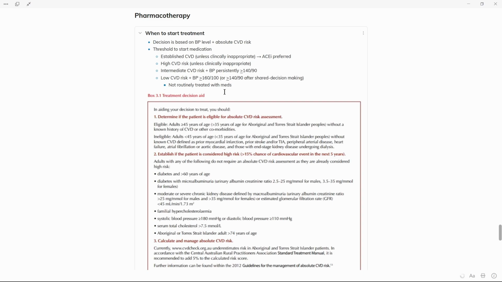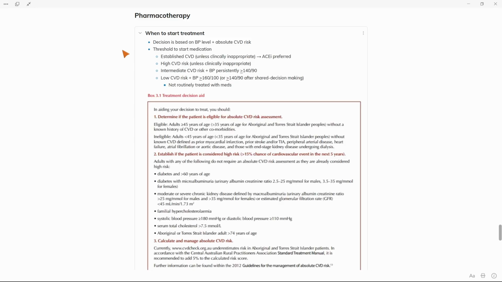So pharmacotherapy. So when do we start medications? To start medications, it is dependent on the patient's blood pressure level and their absolute cardiovascular disease risk. So these are the thresholds for when we are recommended to start medications. If the patient has established cardiovascular disease, unless it is clinically inappropriate, where they are hypotensive, systolic less than 100 for example, then we recommend to start medication. And as per therapeutic guidelines, the recommendation for patients with cardiovascular disease is an ACE inhibitor, or an ARB if an ACE inhibitor is not tolerated.